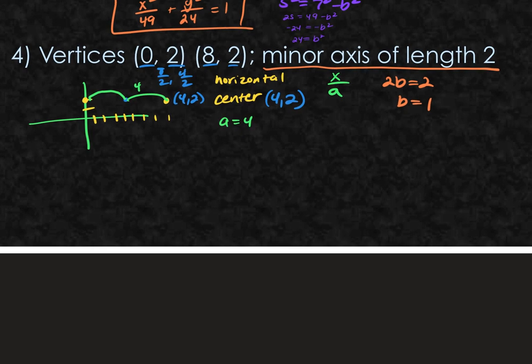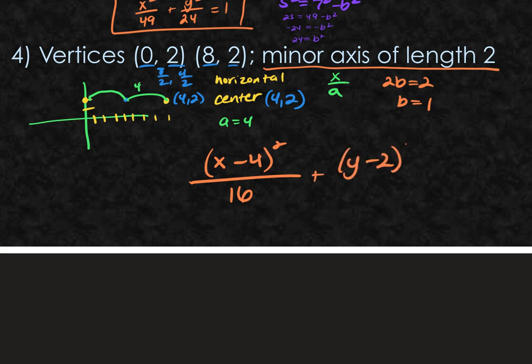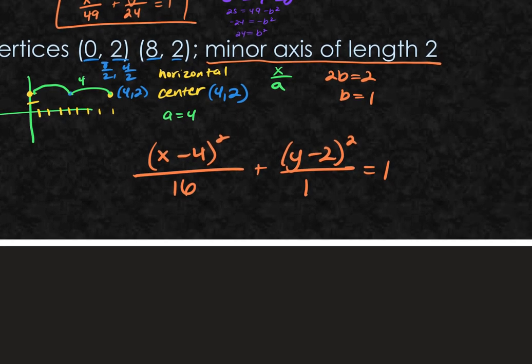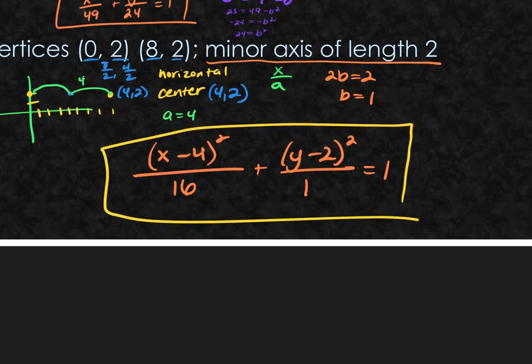So the X gets the A, but it'd be X minus 4, because it's X minus H squared, over the A, which is 4 squared, plus Y minus 2 squared, over the B, which is 1, but you don't need that 1. So if you left that 1 off, it's fine. If you include it, it's fine too. Questions?